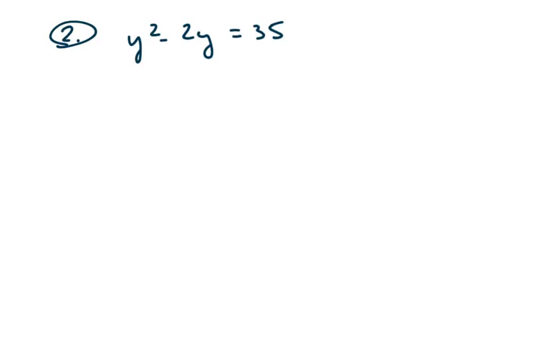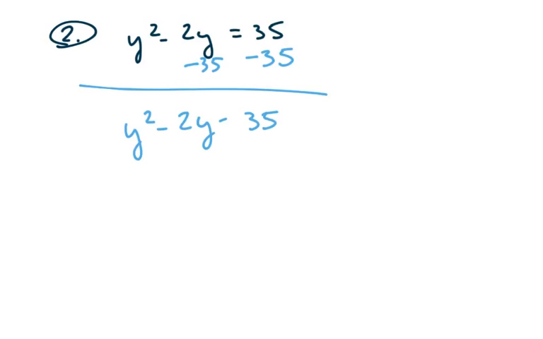So, hopefully you paused the video, gave it a shot, and were able to figure it out. Again, the first move is to set it equal to 0. So, y squared minus 2y minus 35 equals 0. Then we're going to factor.